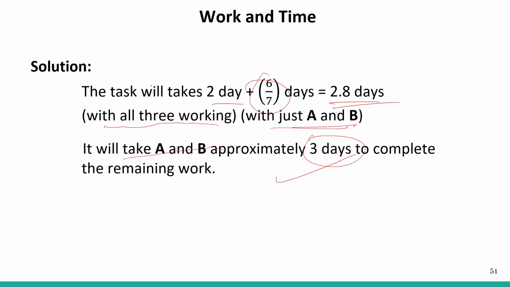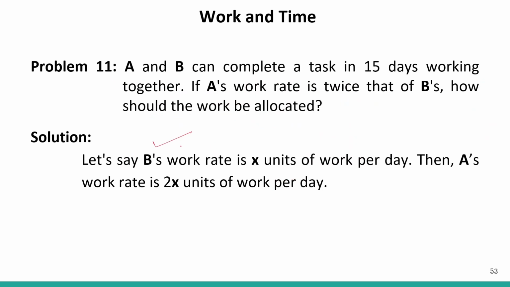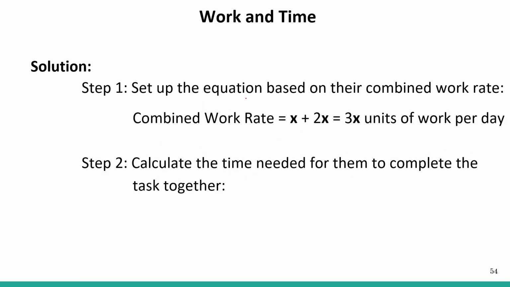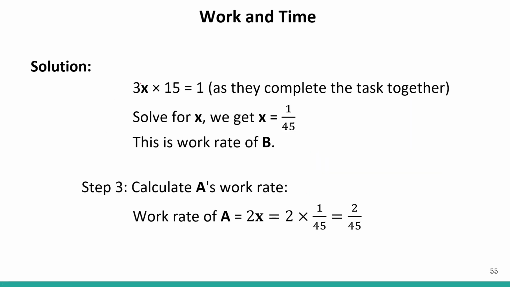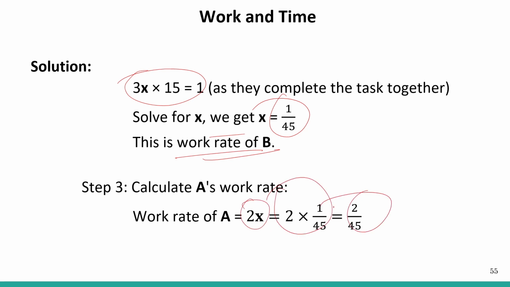Let's say B's work rate is x units per day, and A's work rate is 2x units per day. So set up an equation based on their combined work rate, that is x plus 2x is equal to 3x units per day. Calculate the time needed for them to complete the task together. That will be 3x times 15 is equal to 1. So x is equal to 1 by 45. This is the work rate for B. Let's calculate A's work rate. So 2x is equal to 2 into 1 by 45, which is 2 by 45.